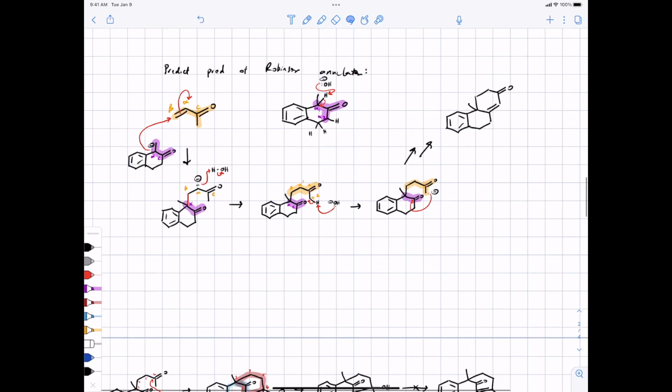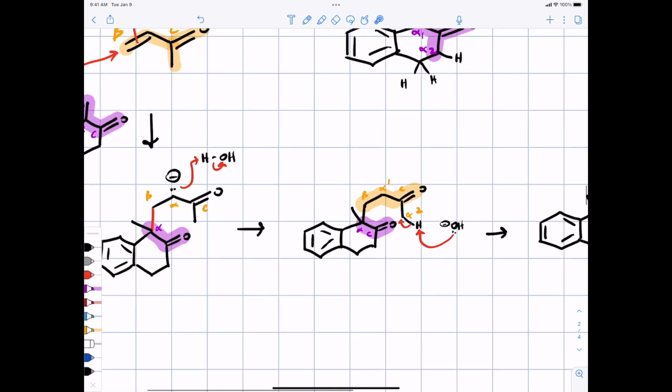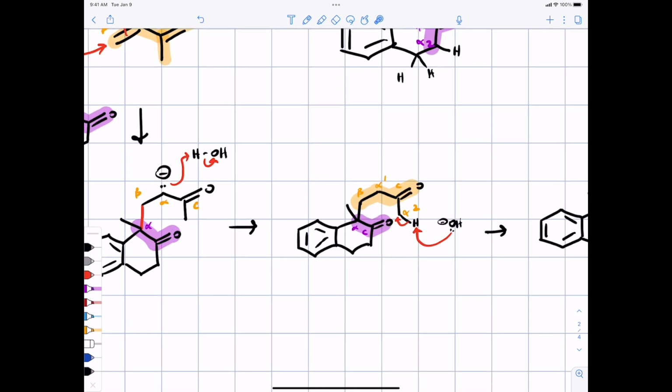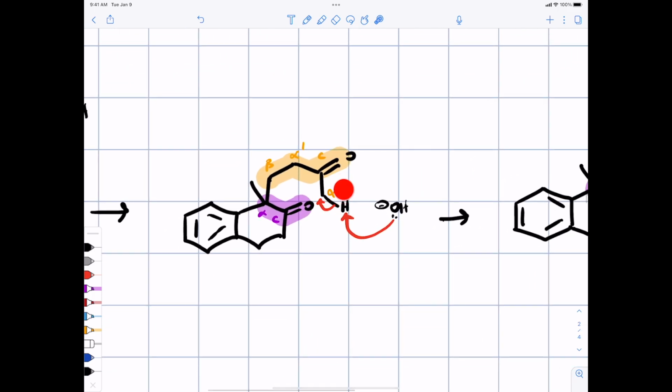All right. I told you you didn't want to know, and it turns out you really don't. But during the break I went and asked the question: what would have happened if, after the Michael addition, we had done the intramolecular aldol not using orange alpha proton 2, but instead using purple alpha proton 2?